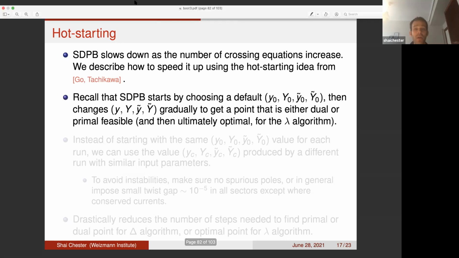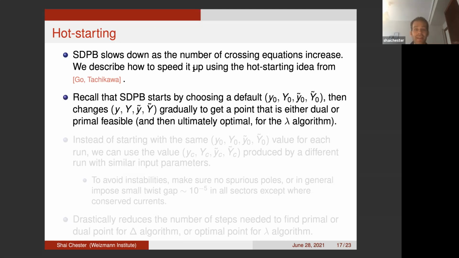So recall from the previous lecture that SDPB starts by choosing some default value of these variables, capital Y and y, as well as their dual version.